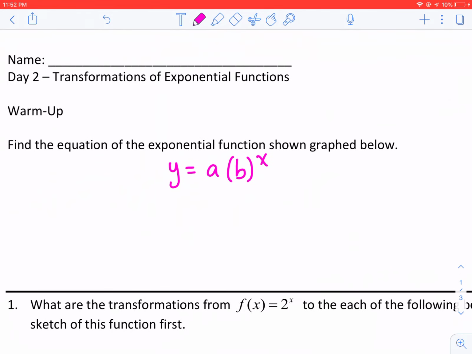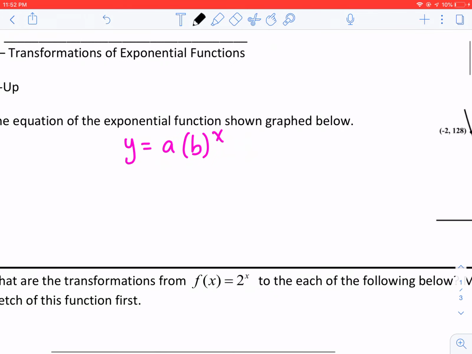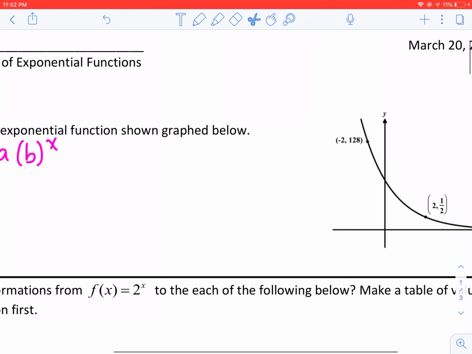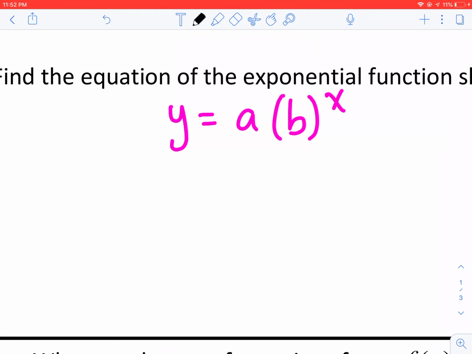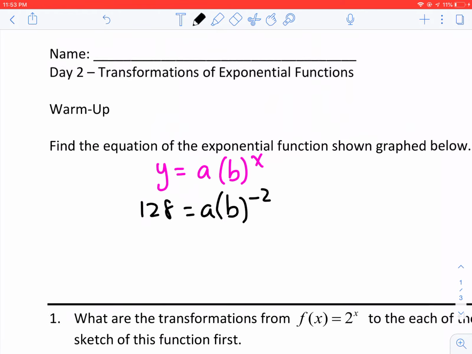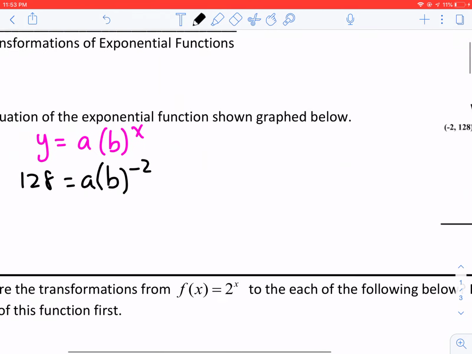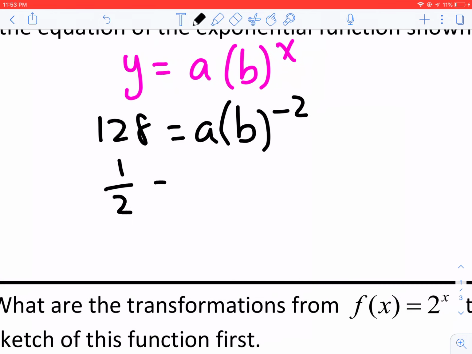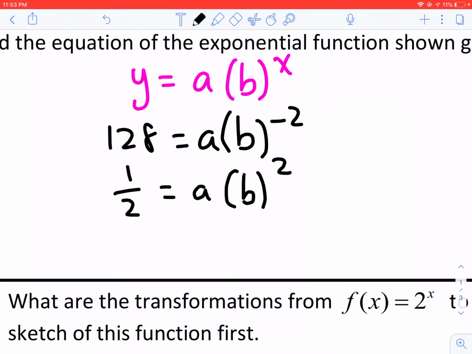And if we have 2 points, we can plug in both points and get a system of equations. That is one way of doing it. The other way is to solve it like you would a geometric sequence. So I'll plug in the 2 points first. We have negative 2 comma 128, so y is 128 and our x value is negative 2. Our other equation is going to come from plugging in the point 2 comma a half. So when x is 2, y is a half.